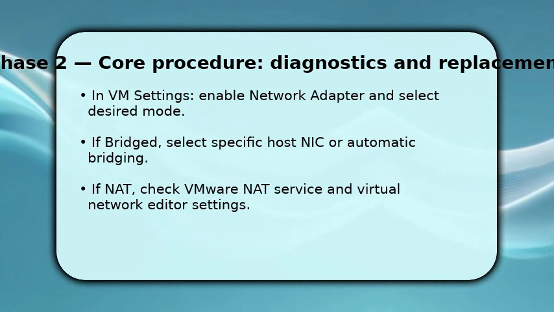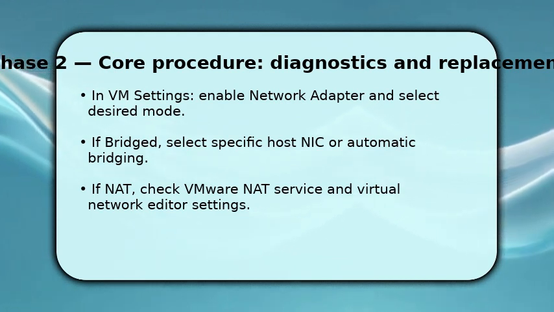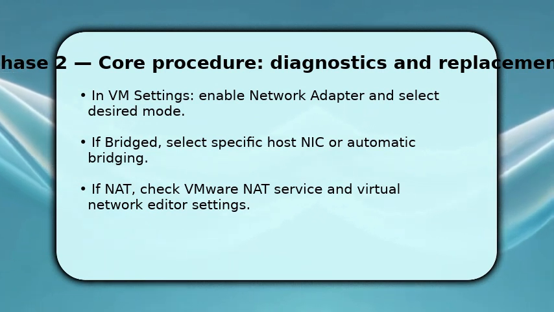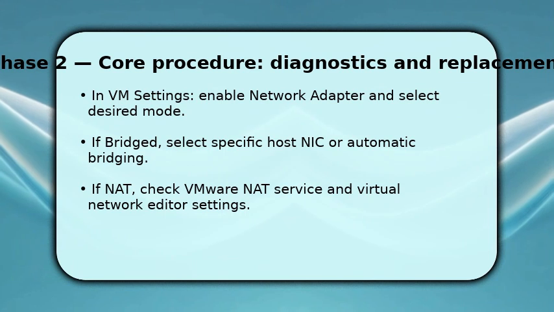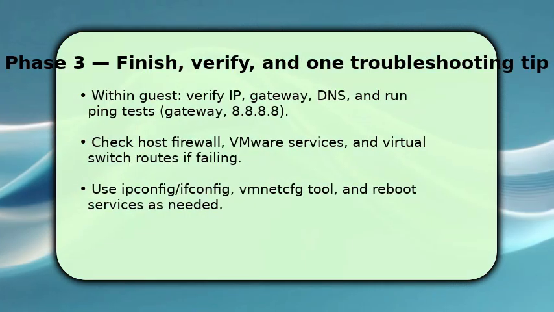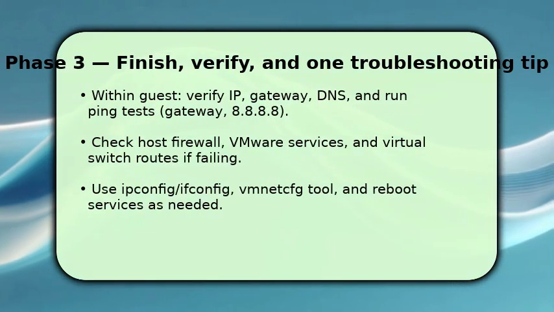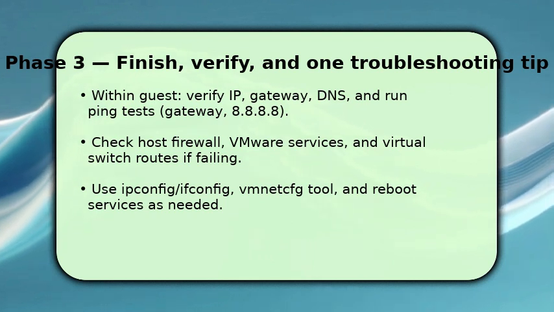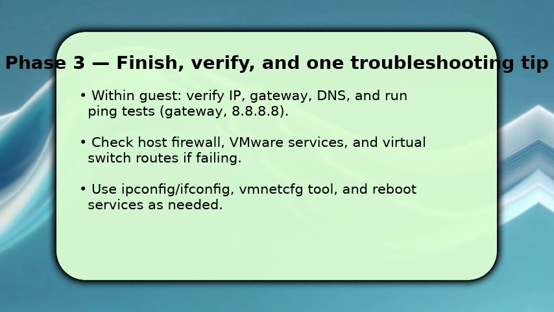Once the guest OS starts, ensure its adapter shows link up. Then request DHCP or assign the static IP you planned earlier for connectivity. Finish by validating inside the guest. Confirm IP, gateway, and DNS, then ping the gateway and a public IP like 8.8.8.8 to isolate DNS issues.